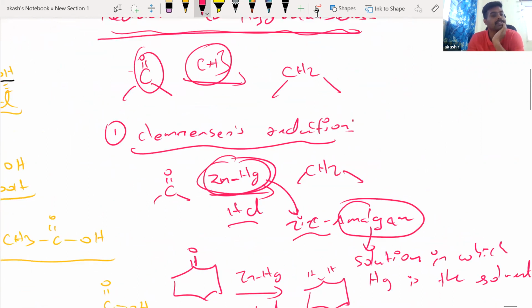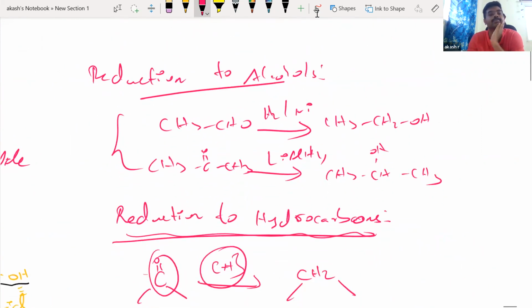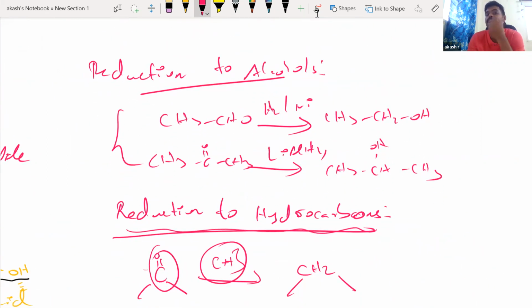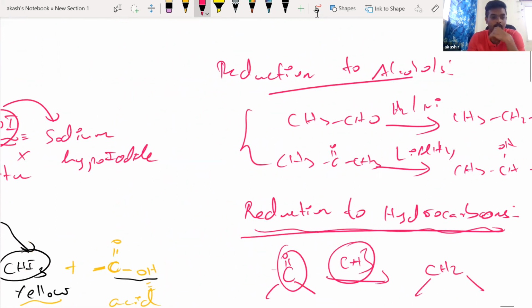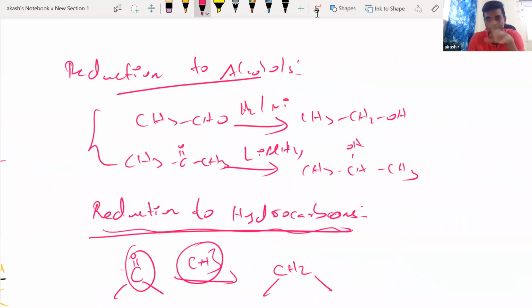Any other reaction I missed? Okay, fine. I think these are all the reactions. So now we can go for the benzene compounds. Just check, people, if I have missed any reaction. If I have, please let me know. We'll see that, not a big deal at all.